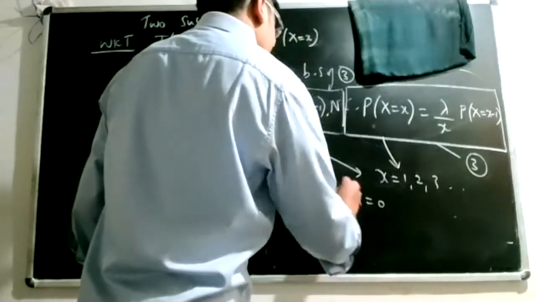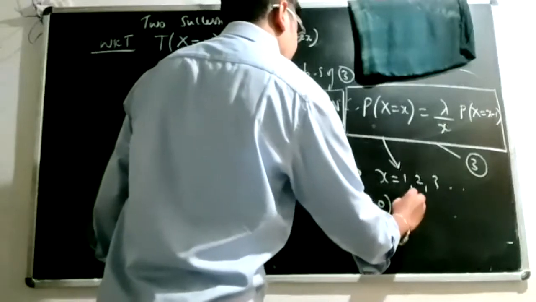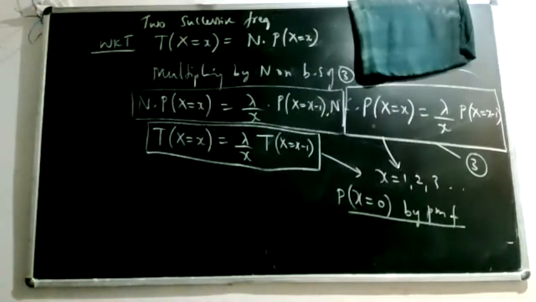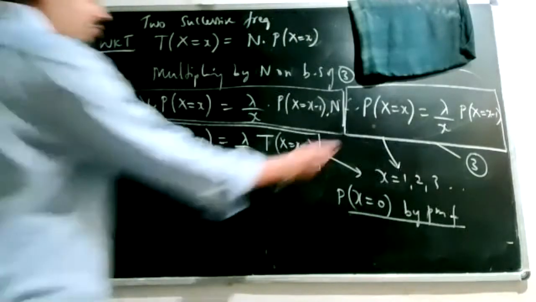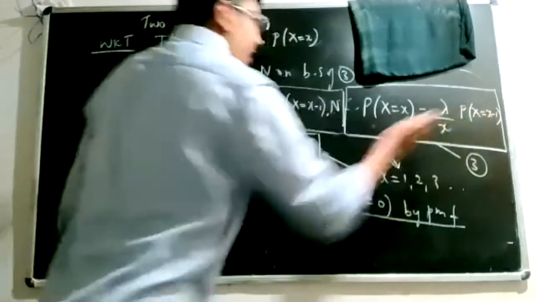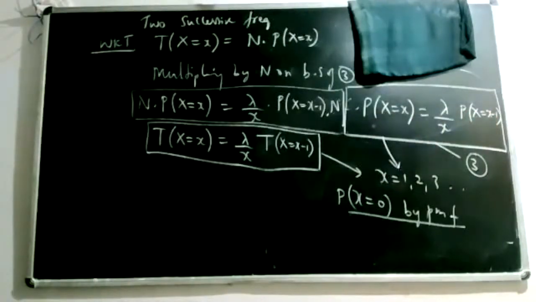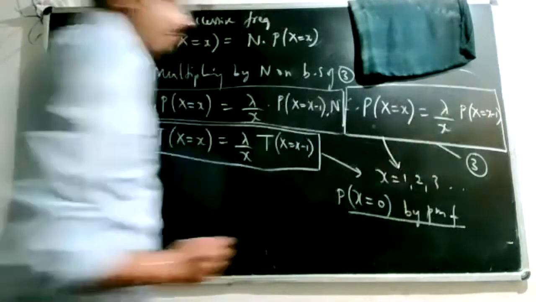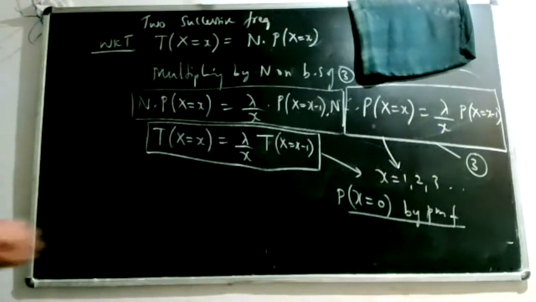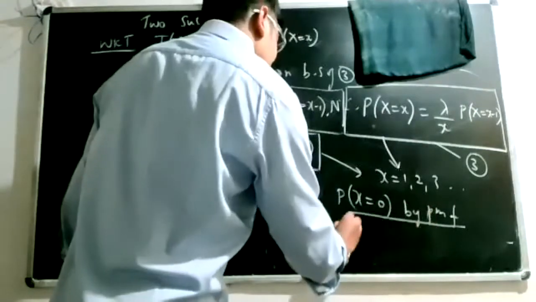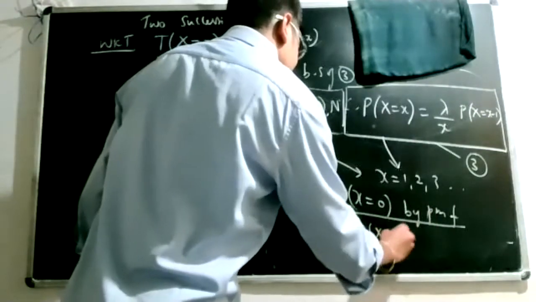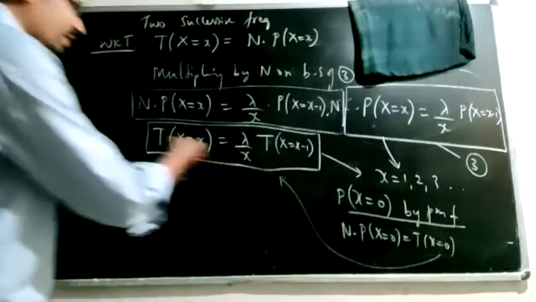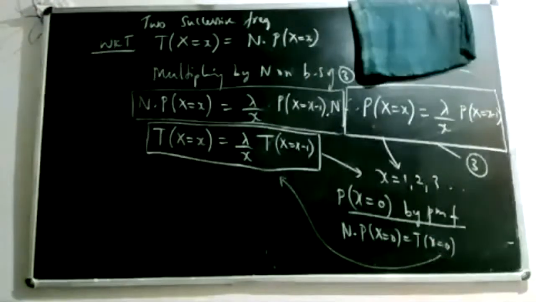For x equal to 0, you have to obtain it by the PMF. The first probability has to be obtained by the PMF. Only then you can use the relation, because to start with, some initial probability must be known. Since our x starts from 0, P(X = 0) is the initial one. After computing P(X = 0), compute n into P(X = 0) to get f(0), and then use this if you want the frequencies directly.